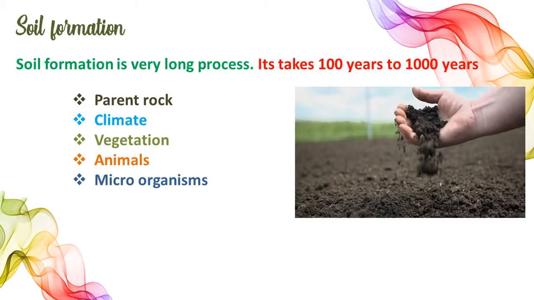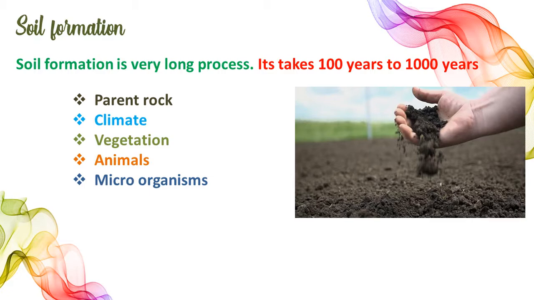Soil is the most important renewable resource. Soil formation is a very long process. It takes 100 years to 1000 years to form 1 centimeter of soil. There are some factors which enable soil formation. That is parent rock. Parent rock is also called bedrock, from which the soil actually forms.